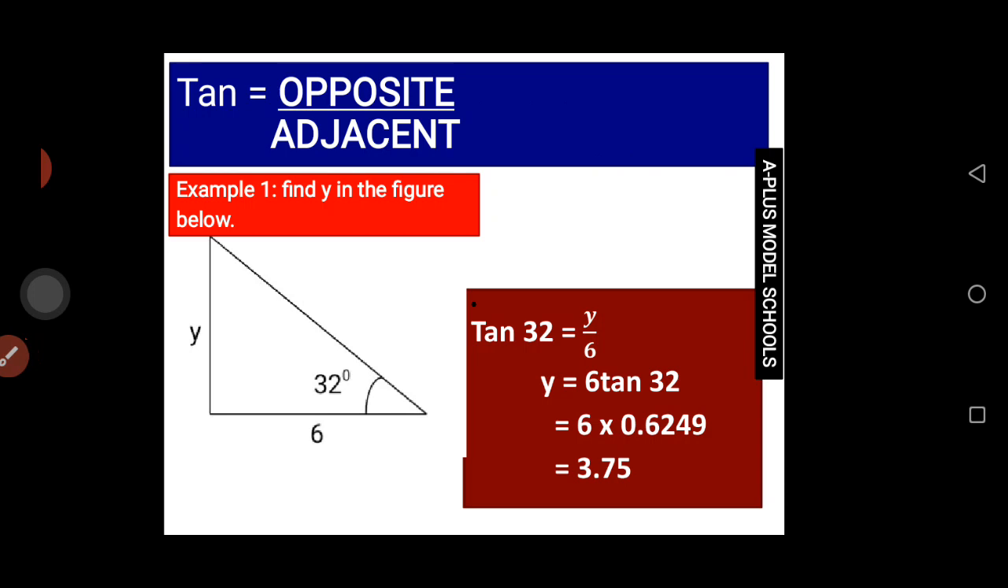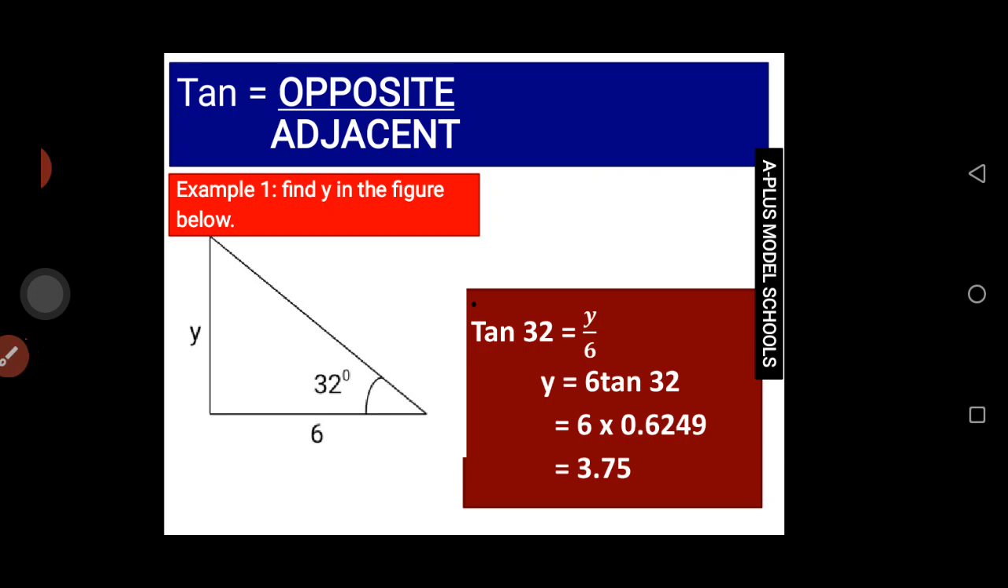Now let's go to the tangent of an angle. Don't forget the formula is opposite all over adjacent. So let's look at an example. Find y in the figure below. If I want to look for y, check the sides you are being given. You have the adjacent and you are looking for the opposite.